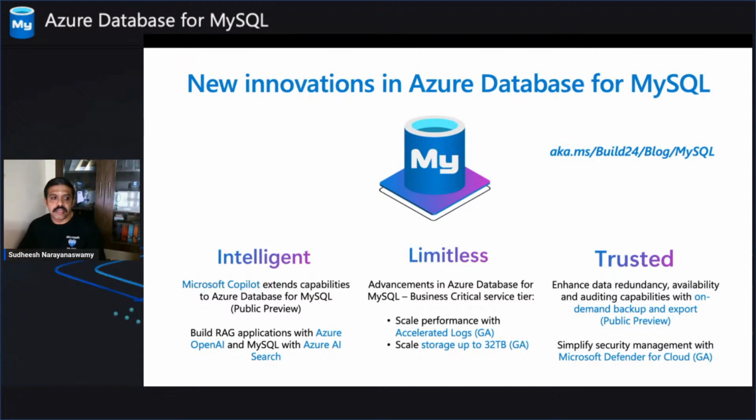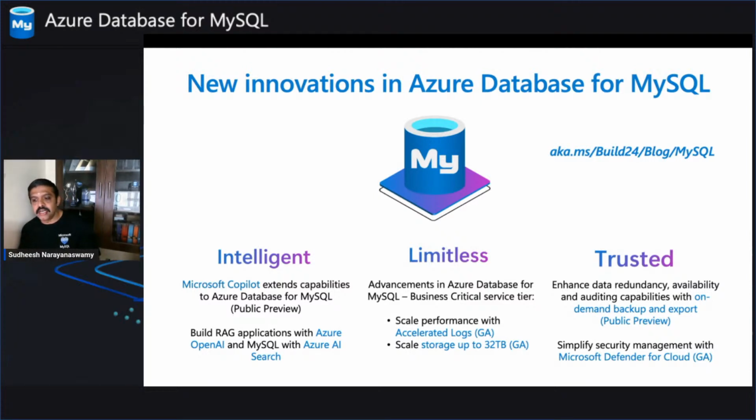In this Build, our new innovations or investments centered on three pillars: intelligent, limitless, and trusted. The intelligent part, which has already been explained by Aditi and Shreya, covers the RAG application as well as Microsoft Copilot, so I'm not getting into the details of it. Rather, I will concentrate on the other two pillars where we have invested: limitless and trusted.